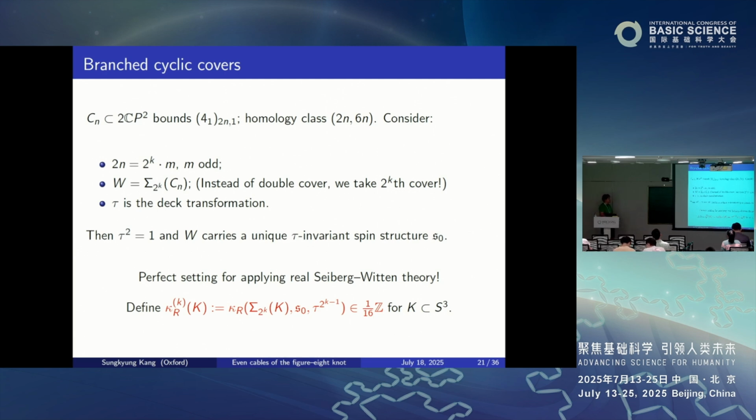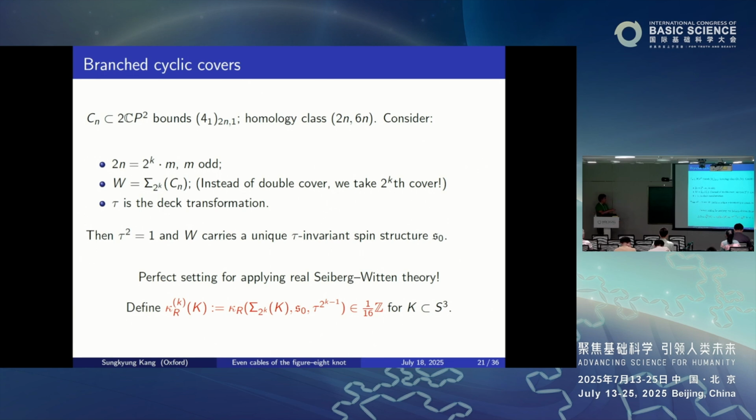Okay, given such a surface, you have a surface in 2CP2 bounding your cable. Its homology class is (2n, 6n). We want to do a branched cyclic cover, and after doing the branched cyclic cover, we want it to be equivariantly spin. In order to make sure that it is spin, the algebraic condition is that the branching parameter should divide your homology class, and the quotient should be odd. So if you count the number of 2's dividing your n, let's say 2n is 2 to the power of k times an odd number, then you have to take the 2 to the power of k fold cyclic cover.